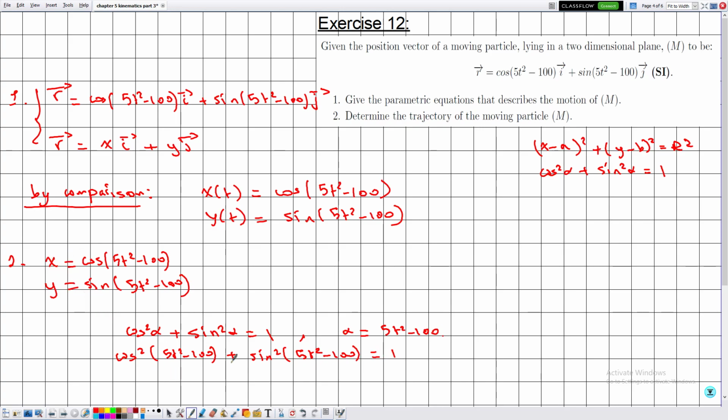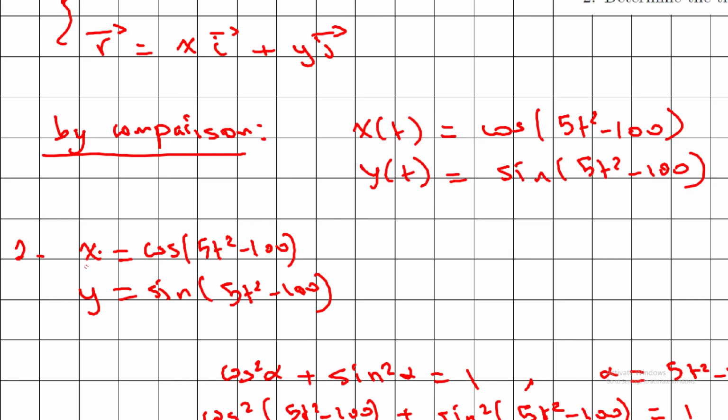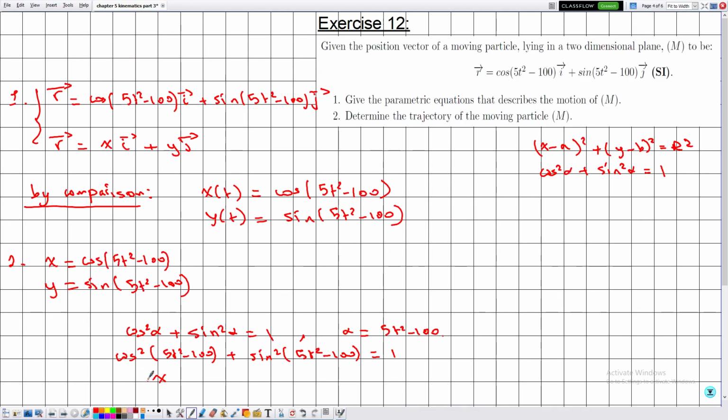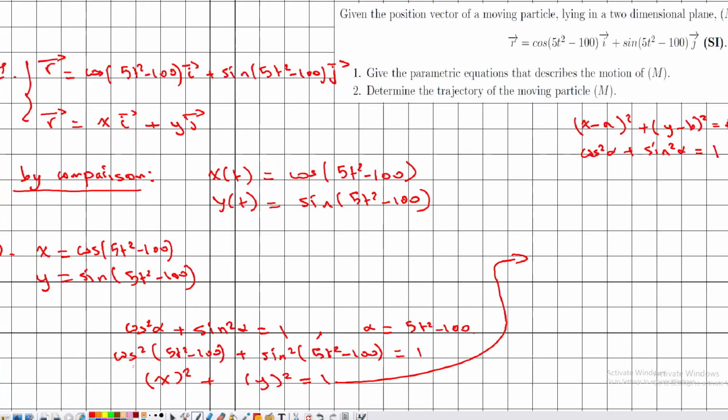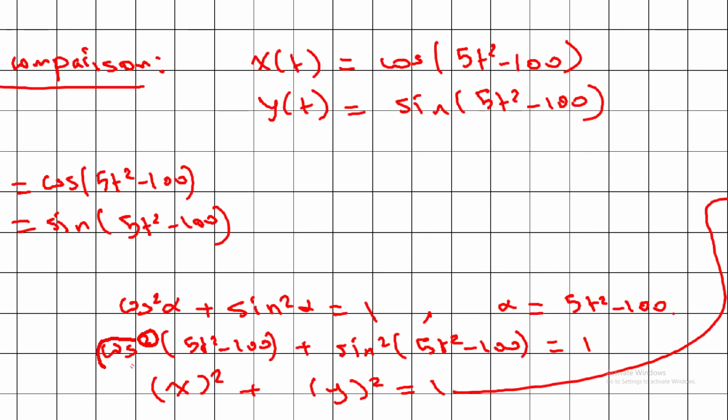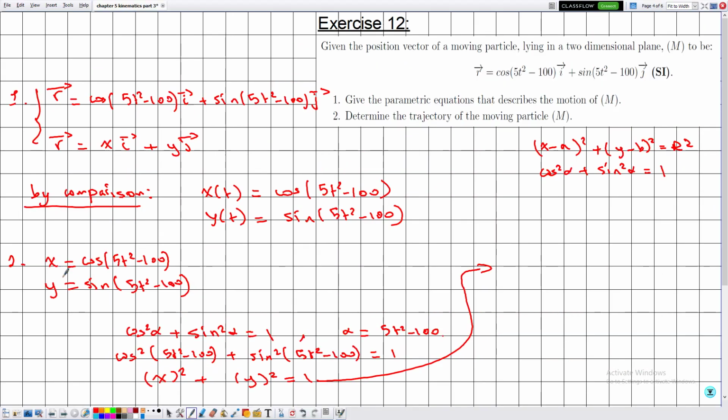Now cosine is given by x, so this is simply x to the power 2 plus y to the power 2 is equal to 1. Okay, so I have replaced cosine. This power 2 is for cosine of this. Cosine of this is simply equal to x, and the same goes for y. Then, okay, let me say x squared plus y squared is equal to 1.